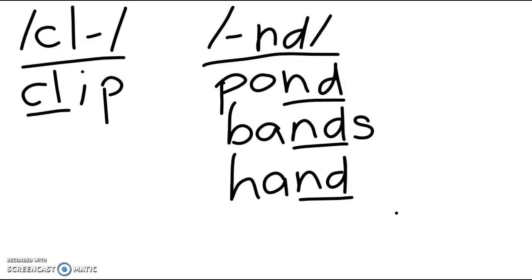Okay, very good. Now you're ready to read Hand Fins and Can Ben Get It? And if it's Monday, you're going to read Hand Fins. If it's Tuesday, you're going to read Can Ben Get It? Have fun.